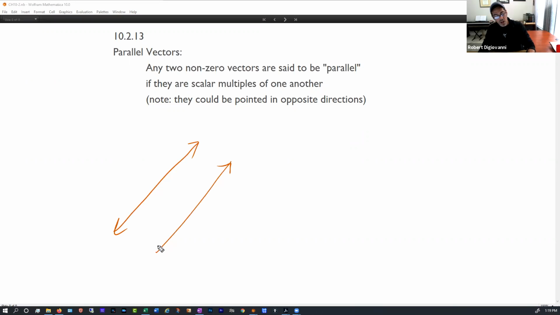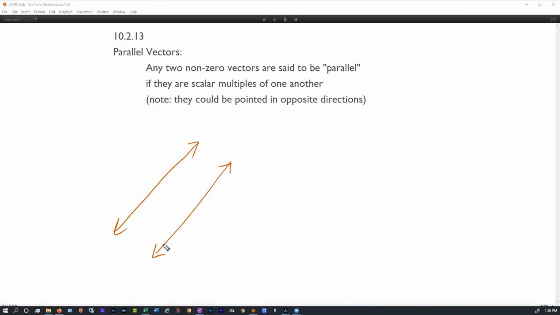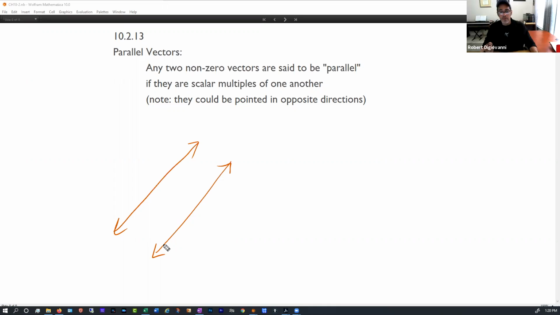Okay, for lines back in like college algebra, if I had two lines that are parallel, they'd have to have the same slope, right? If they have the same slope, then they're parallel lines. But we're not talking about lines. We're talking about vectors. So if I have two vectors, for them to be parallel, all that has to happen is they have to be scalar multiples of one another.